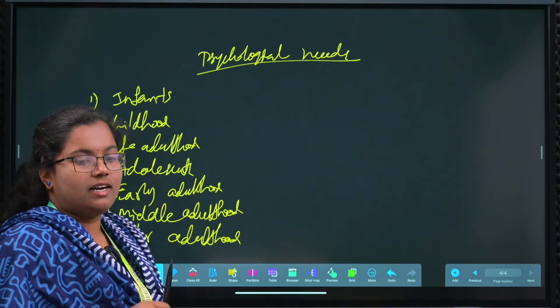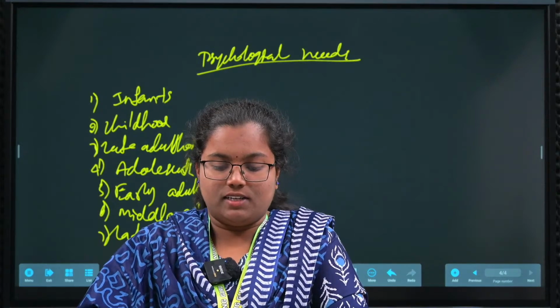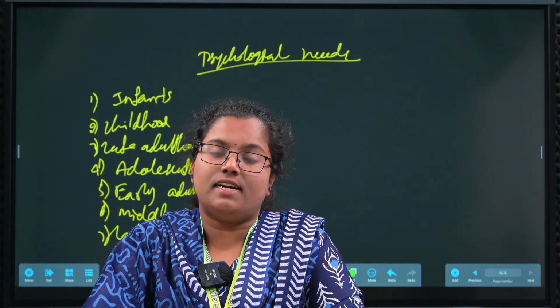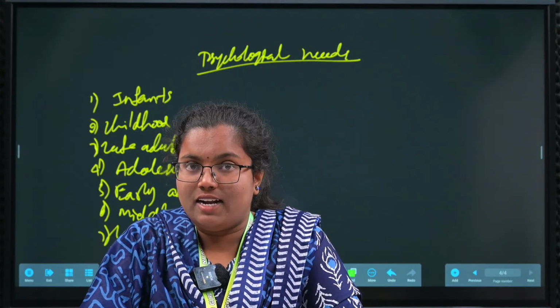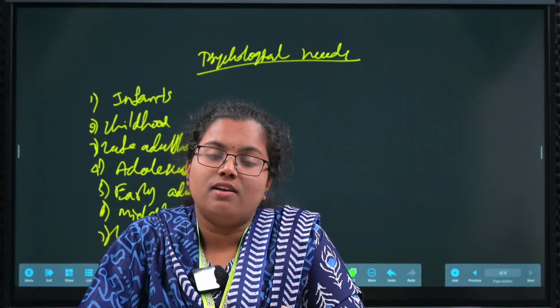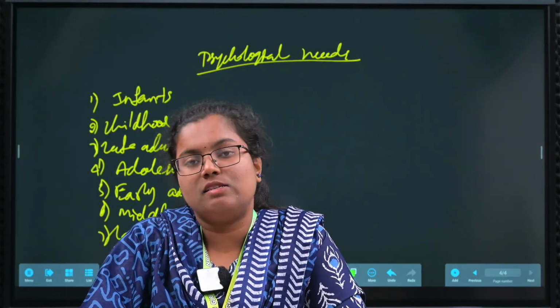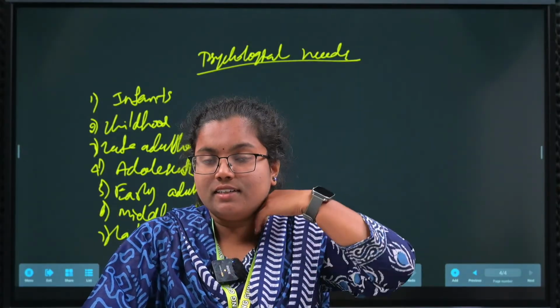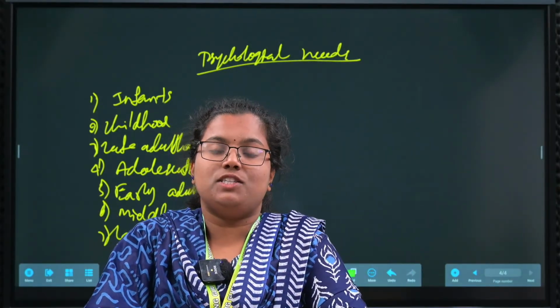In later adulthood, what are all their psychological needs? They need self-image, they need a standardized life, a satisfied life. And also they need responsibility, social responsibilities. This is about the psychological needs of later adulthood. Next one, role of nurse.